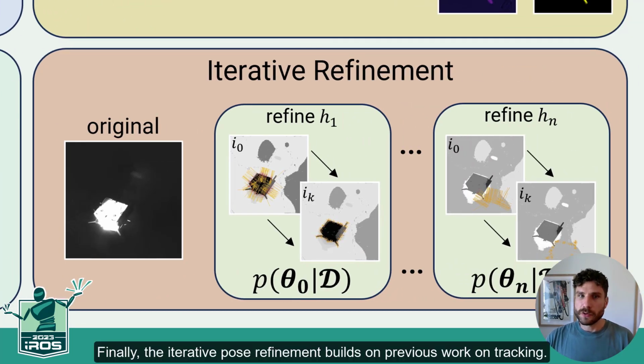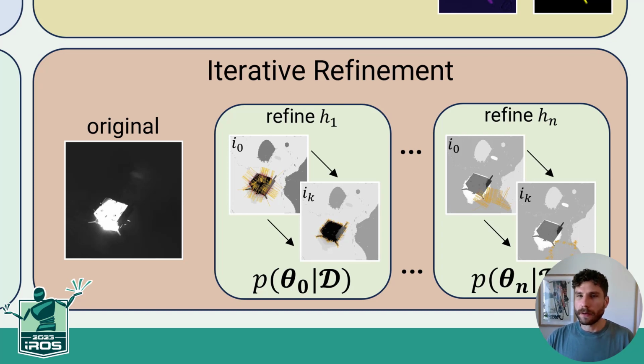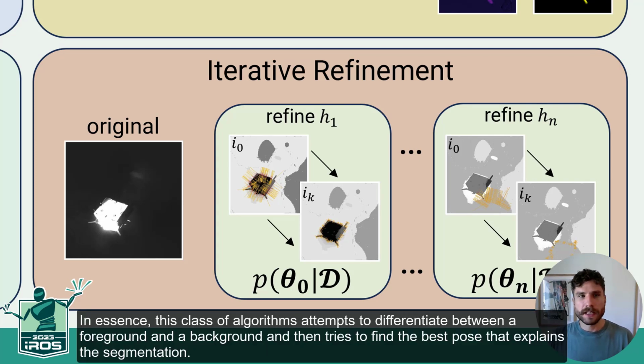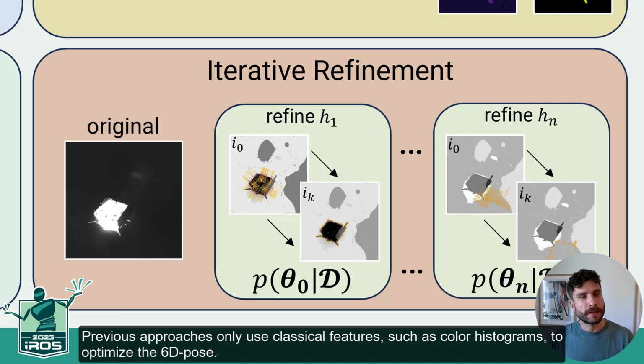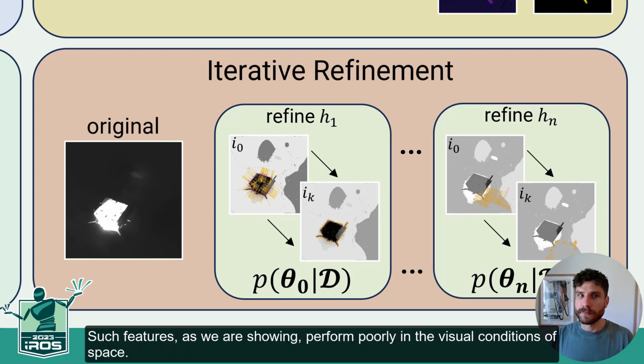Finally, the iterative pose refinement builds on previous work on tracking. In essence, this class of algorithms attempts to differentiate between a foreground and a background and then tries to find the best pose that explains the segmentation. Previous approaches only used classical features such as color histograms to optimize the 6D pose. Such features, as we are showing, perform poorly in the visual conditions of space.